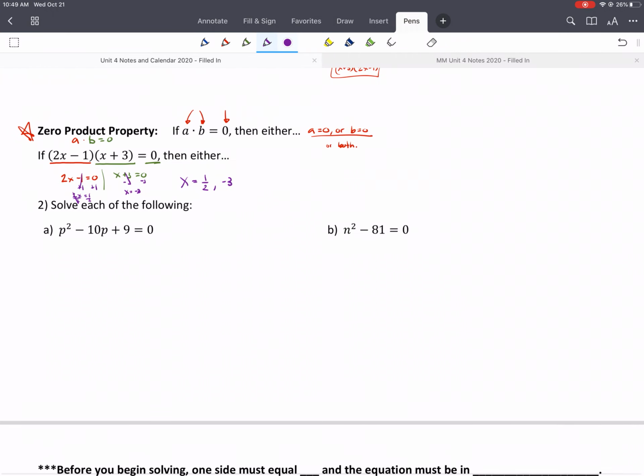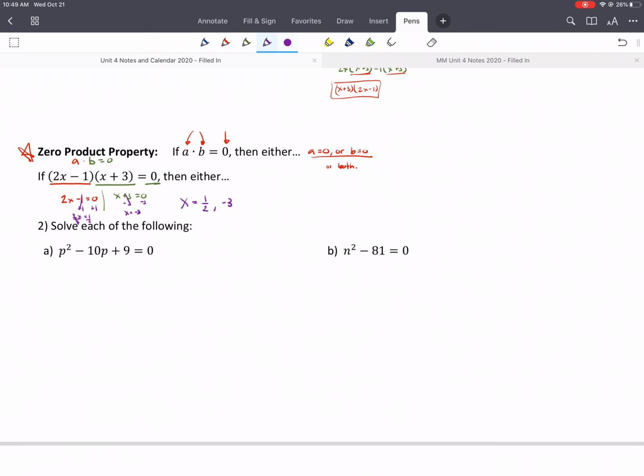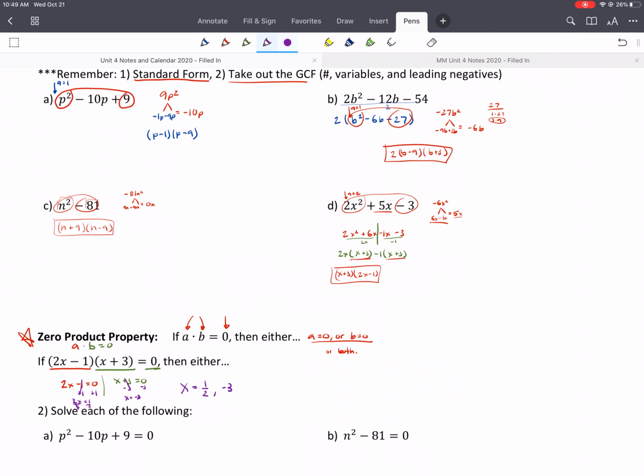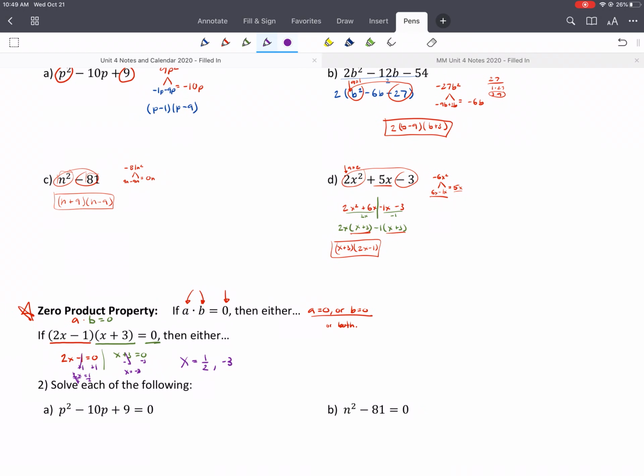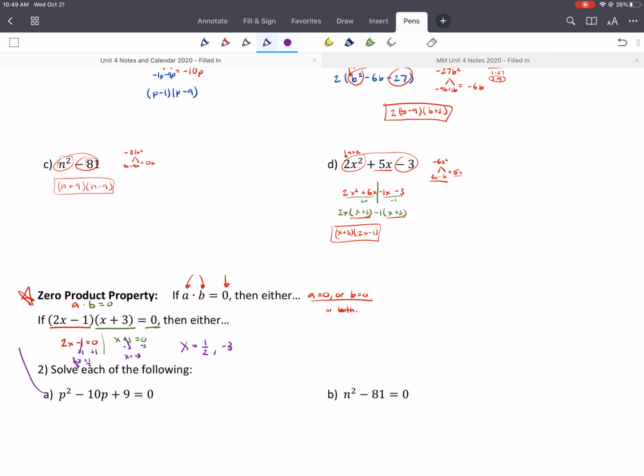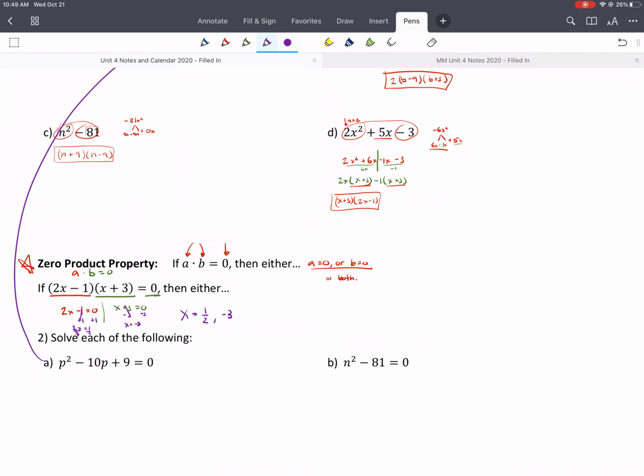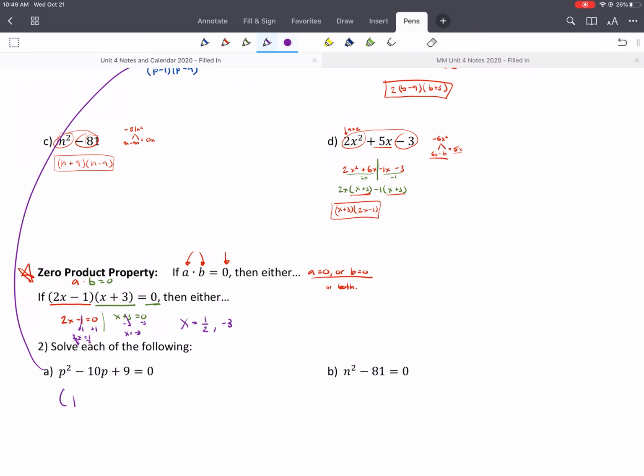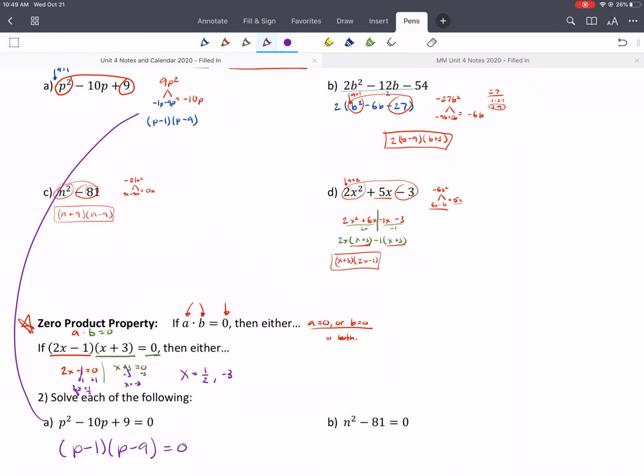All right, so we want to solve each of these problems. I think these are ones that we did above. So kind of for the sake of time, we will start with just our solution. So here we have A, this is the same problem here, so that was P minus 1, P minus 9 is equal to 0. And over here, we did this one right here. So that is n plus 9 and n minus 9.